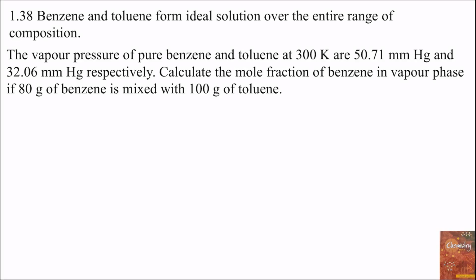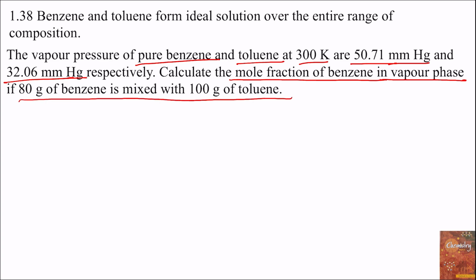Question: Benzene and toluene form ideal solution over the entire range of composition. The vapor pressure of pure benzene and toluene at 300 Kelvin are 50.71 mm of mercury and 32.06 mm of mercury respectively. Calculate the mole fraction of benzene in vapor phase if 80 gram of benzene is mixed with 100 gram of toluene.